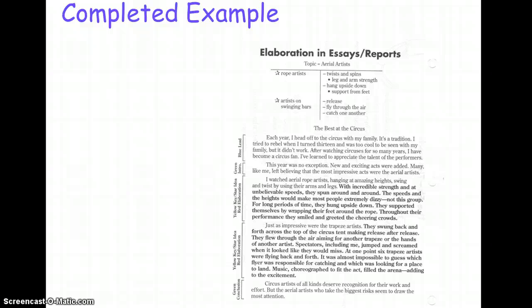Okay. Here's an example of an essay. So this is The Best at the Circus was their title. Here's that same exact little outline. And so you can see that they wanted to talk about rope artists first, and then they wanted to talk about artists on swinging bars. So here's our first paragraph is rope artists, and here's the trapeze artist is the second paragraph. And you can see these were the details they wanted to talk about. They wanted to talk about twists and spins and hanging upside down, and that's what we get to see inside of here.